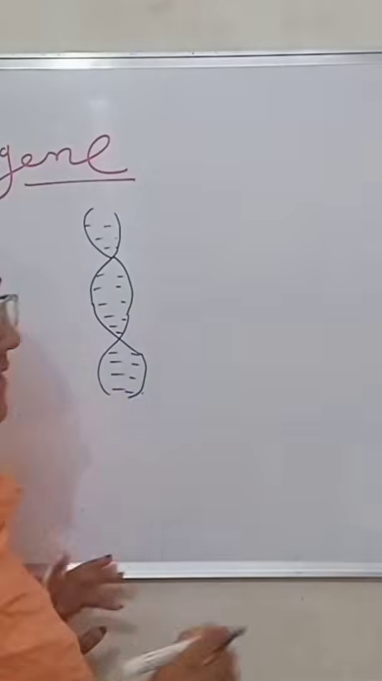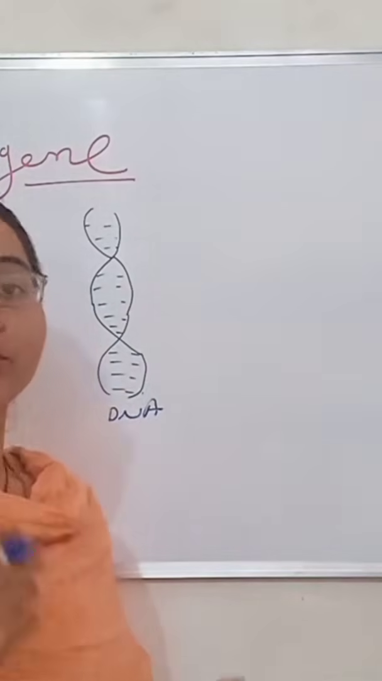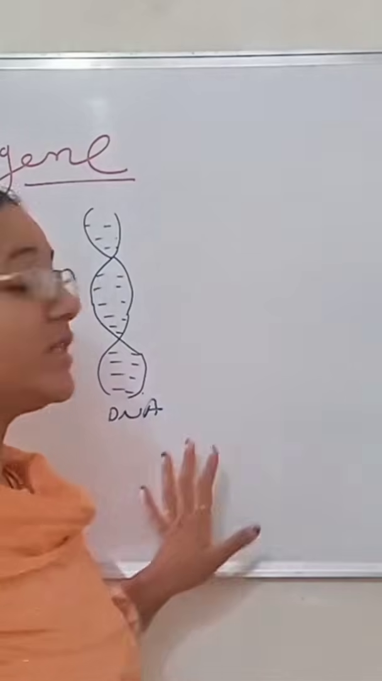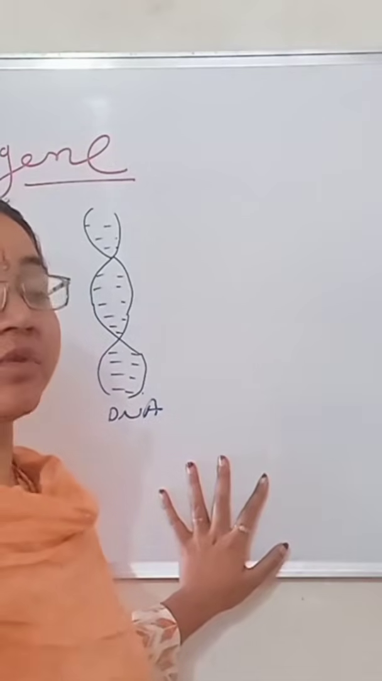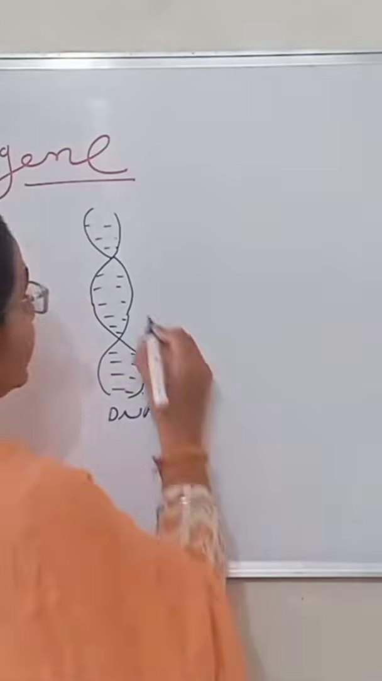So guys, we know that this is our DNA. DNA is found in the nucleus, in the chromosome, not in our cytoplasm. Okay. So this DNA is always found in the nucleus. But this DNA is made up of small molecules, just like biomolecules.